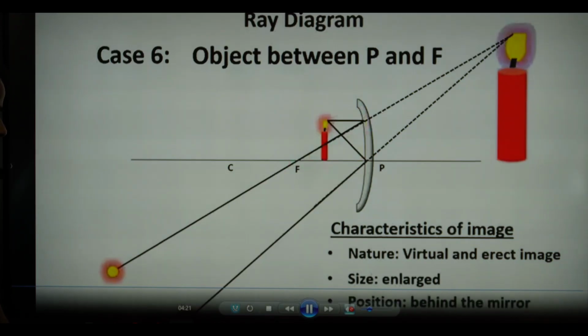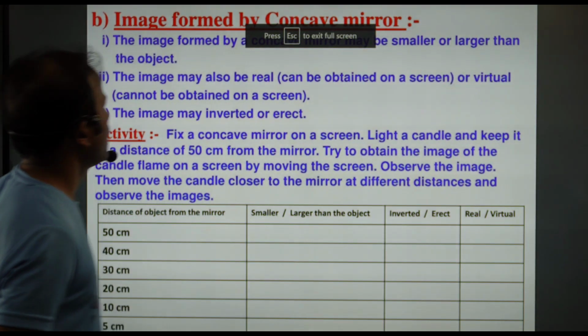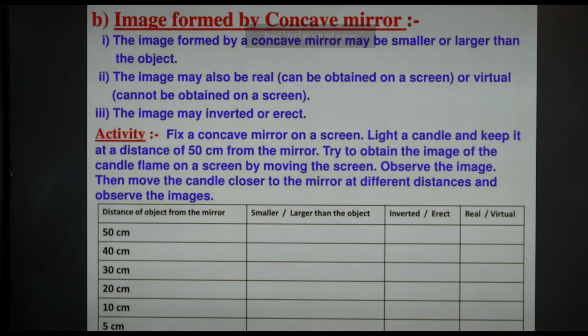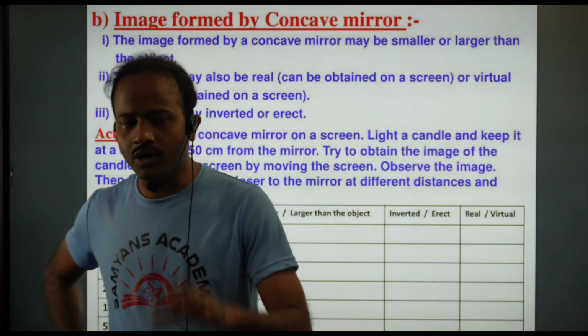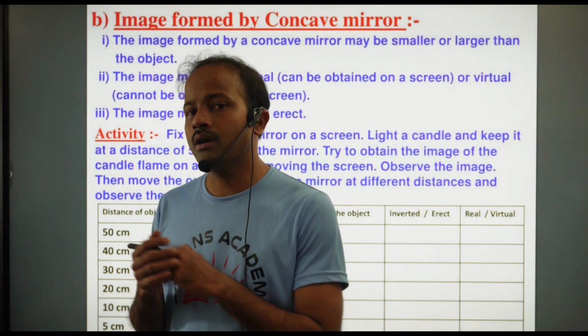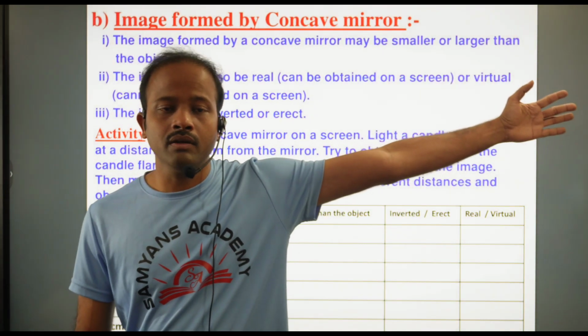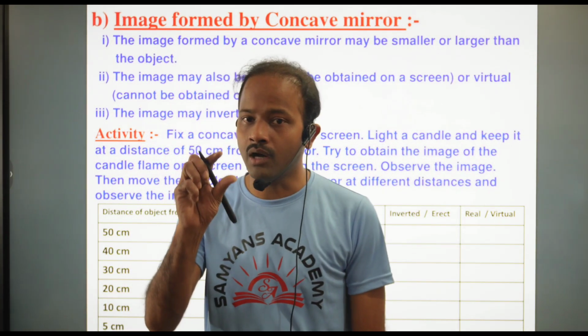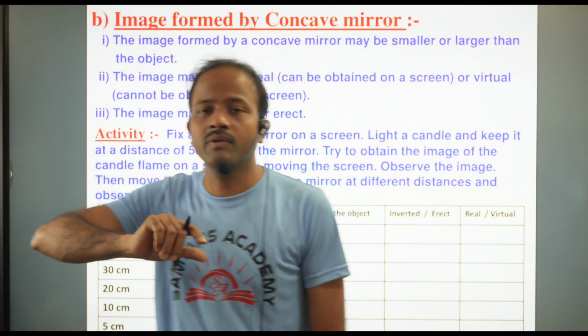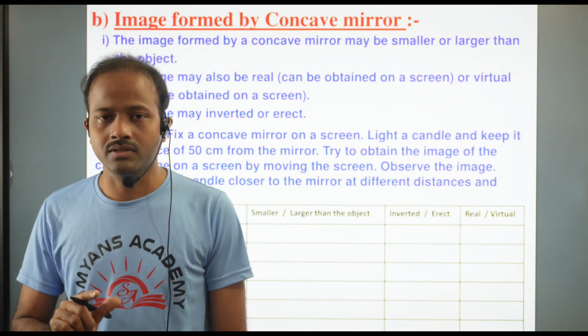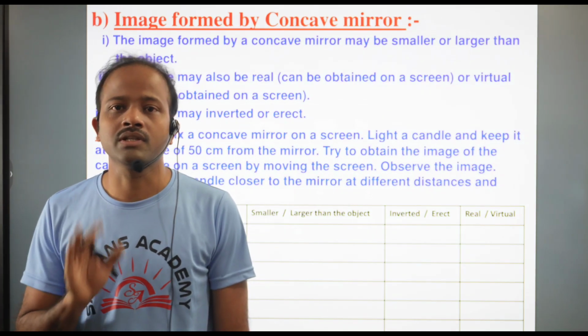Okay, now you see the image formed by a concave mirror, right? The image formed by a concave mirror may be smaller or larger. When will you get a smaller image? When you place the object very far from the mirror, you will get a very small, inverted image. We call such images real images. Real images are inverted, remember.